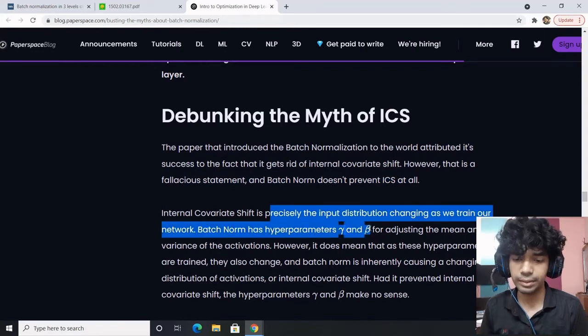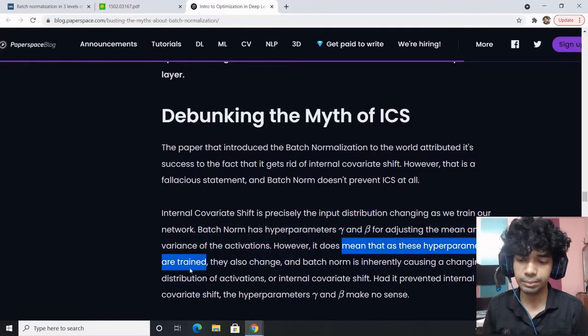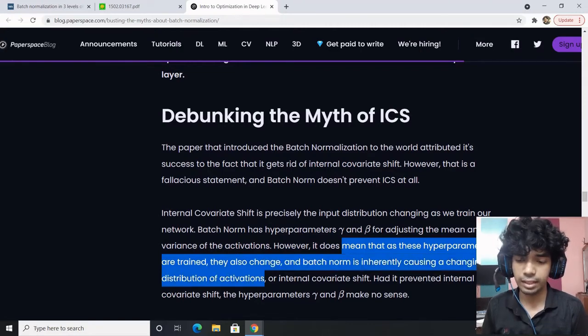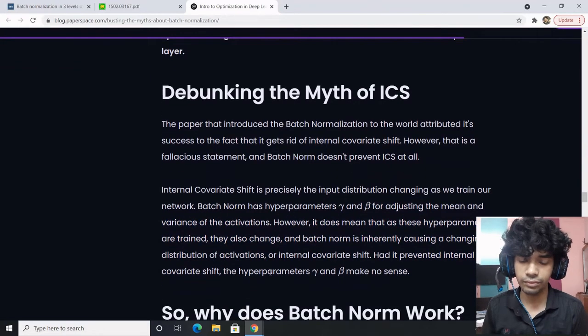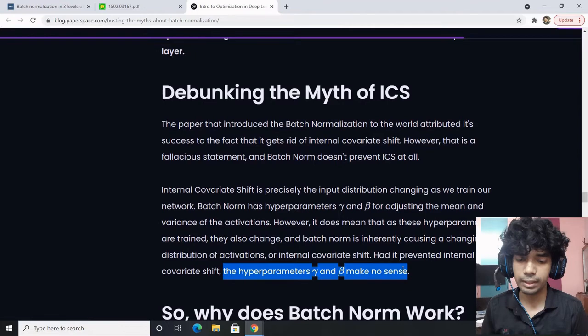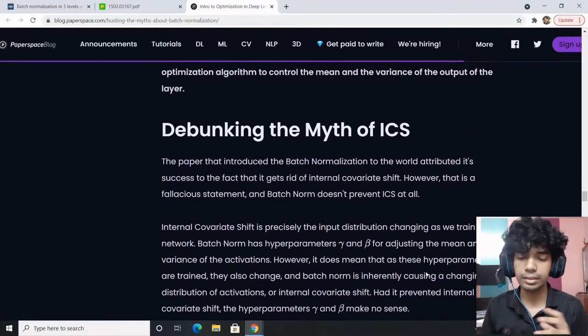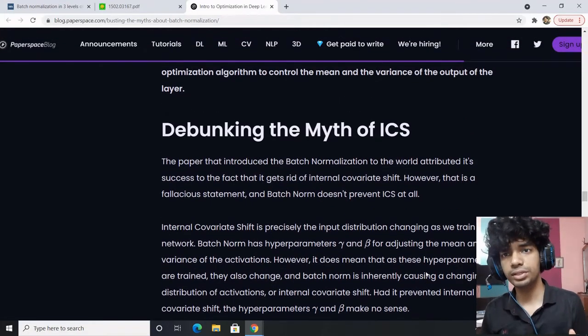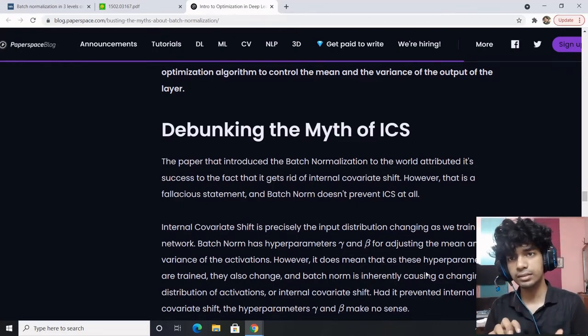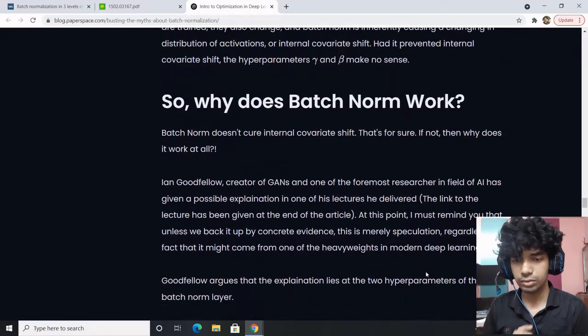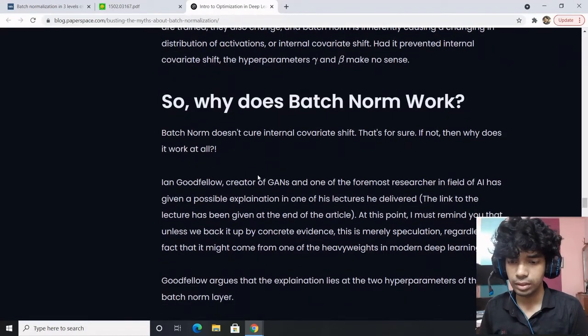Batch normalization has parameters gamma and beta for adjusting the mean and the variance of the activations. However, these parameters are trained too. They also change, and batch norm is inherently causing a changing distribution of the activations, or internal covariance shift. Had it prevented internal covariance shift, the parameters would make no sense. It is not preventing internal covariance shift, because internal covariance shift will happen. What it does is adapt itself to internal covariance shift. So what does batch normalization do?